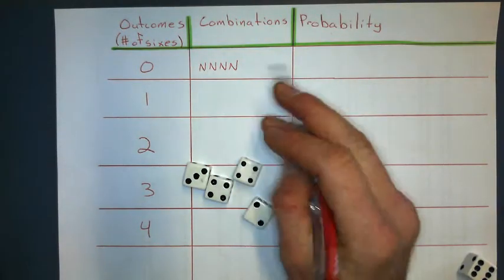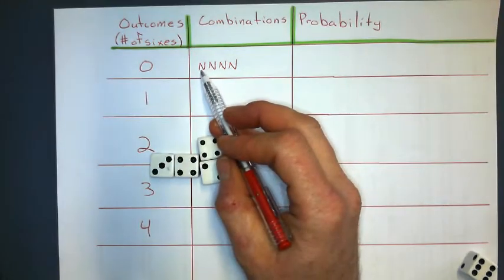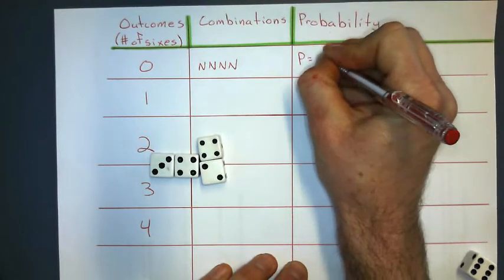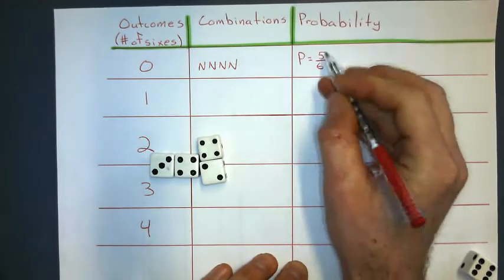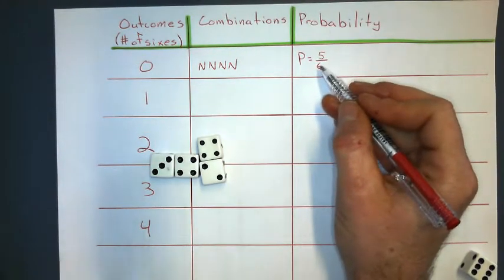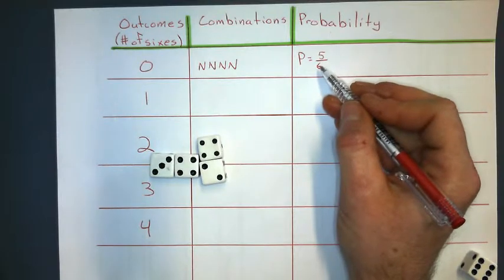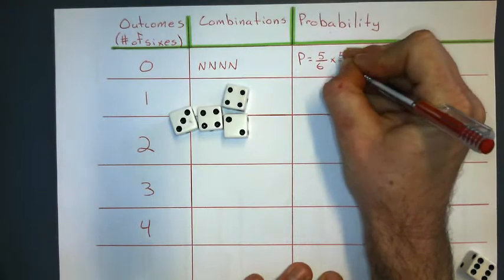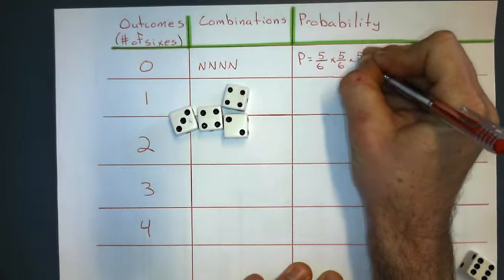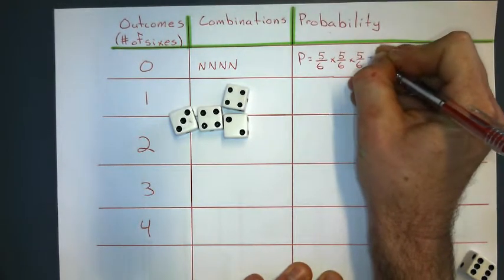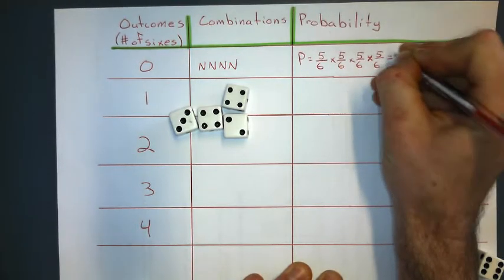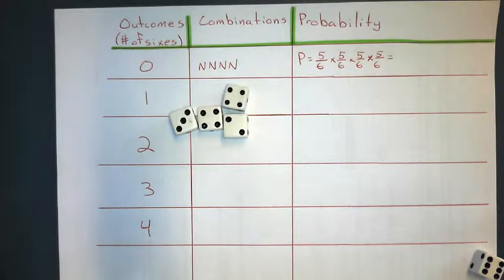And the probability of getting no sixes, well, the probability of 1 no 6 is just 5 out of 6. That's the probability of getting no sixes on 1 die. Well, on 4 of them, I just multiply all of those probabilities together. And that gives me my probability of getting no sixes with 4 dice.